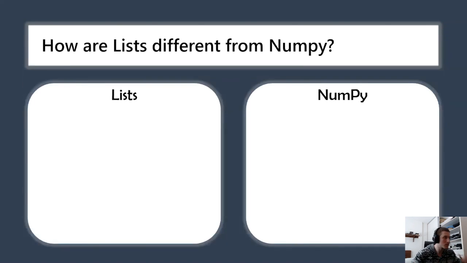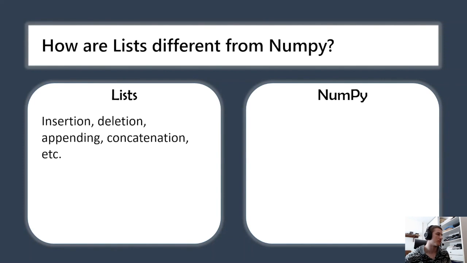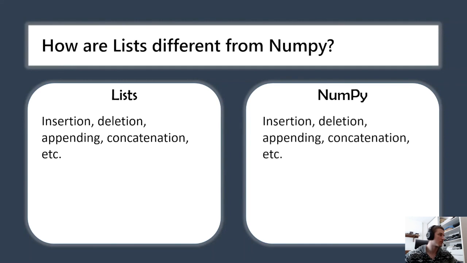Okay, so we've gone over some of the performance benefits, but how are lists different from NumPy? Well, with lists we can do insertion, deletion, appending, concatenation, etc., and we can do the same exact things in NumPy. I guess the big difference though is that within NumPy we can do all that, and we can do lots more, and we'll see the lots more throughout the video.